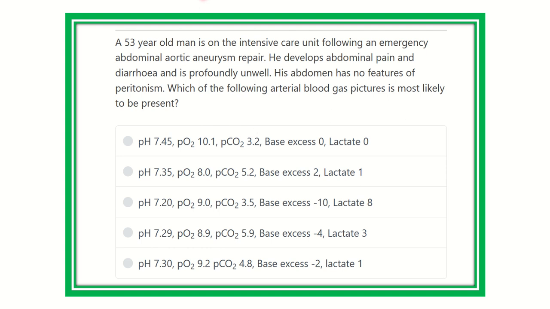A 53-year-old man is on the intensive care unit following an emergency abdominal aortic aneurysm repair. He develops abdominal pain and diarrhea and is profoundly unwell. His abdomen has no feature of peritonism. Which of the following arterial blood gas pictures is most likely to be present?